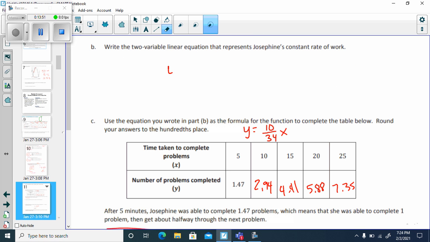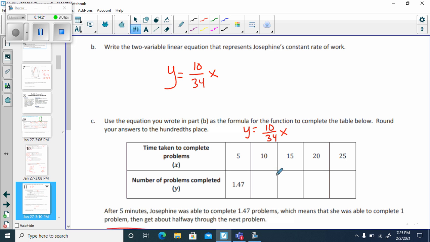This just says write the two variable linear equation that represents Josephine's constant rate of work. That was y is equal to 10 over 34 times x, where x is the number of minutes and y is the number of problems. Now use the equation you wrote as the formula for the function and then fill out the table below. Okay, so we're going to use this and fill out the table. There's a lot of times you'll be filling out tables. You're making points so you can plot the equation. If she plugged in 5 for here, she'd be finishing 1.47 problems.